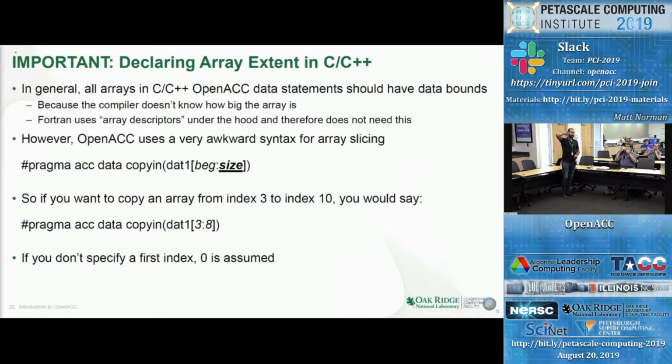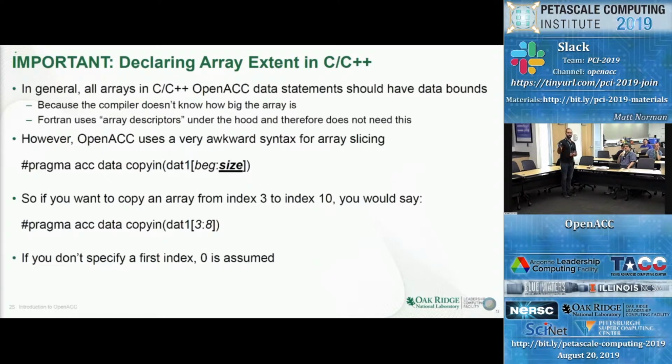This is something important if you are in the C and C++ realm. All arrays in C OpenACC have to have data bounds. And the reason is the compiler doesn't know how big the array is, so you have to tell it. In Fortran, we have these array descriptors, but C doesn't have that under the hood. But the syntax is kind of awkward for a C programmer. So this is the syntax that you see here.